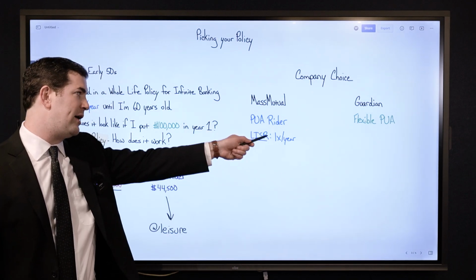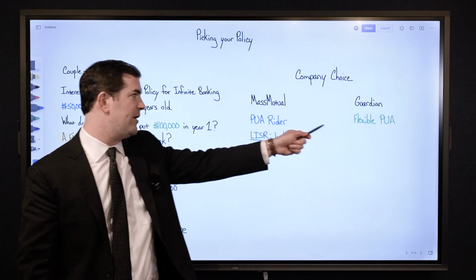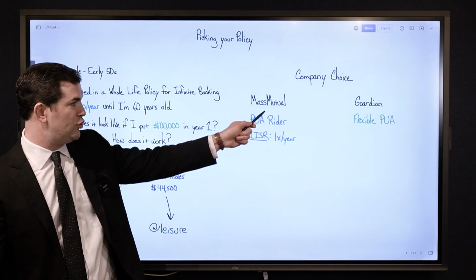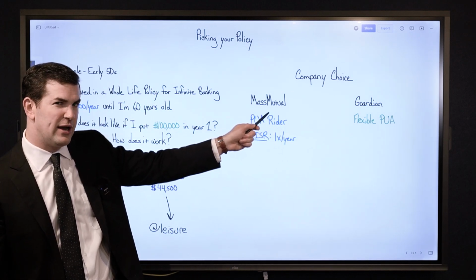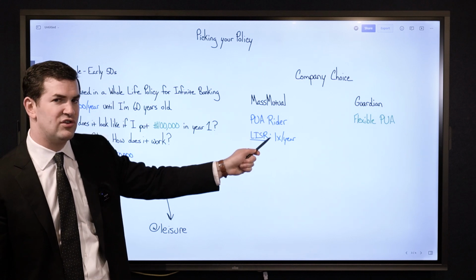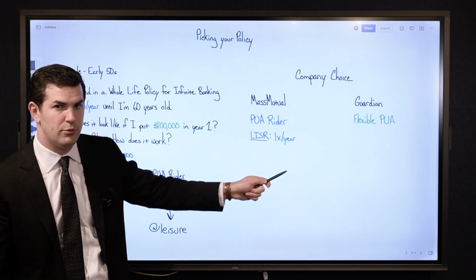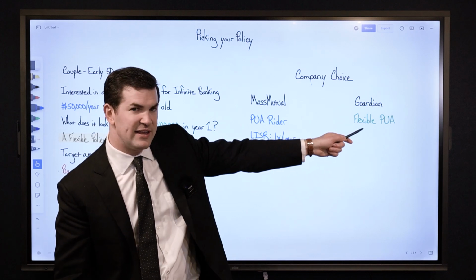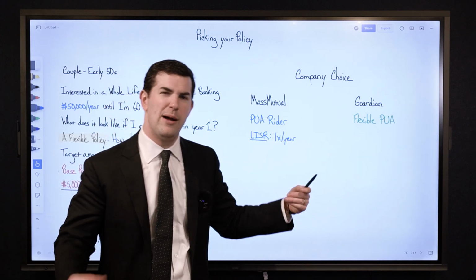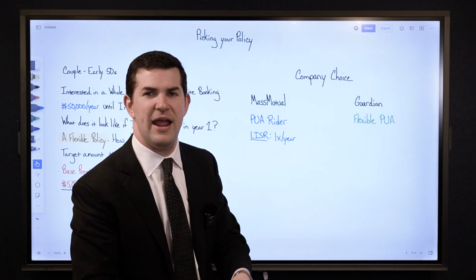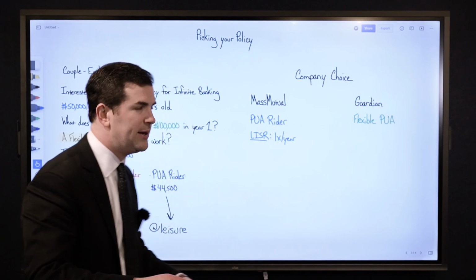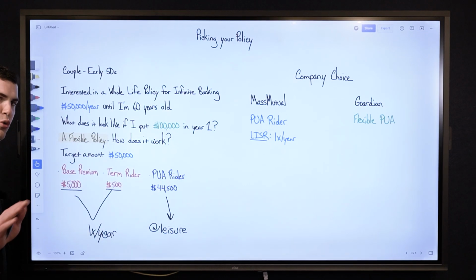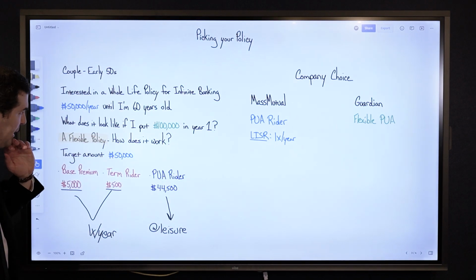MassMutual, on the other hand, while it's a little bit more stringent than Guardian, works really, really well for someone who says, I want to be able to feed this policy for a long time, not just 7 years, but 17 years or 27 years, a long time. Whereas Guardian's sweet spot is if I like that PUA flexibility, but maybe I want to stop the funding after 10 years or something like that, or pay just the minimum premium. But with all of that said, let's get back to her comparison.